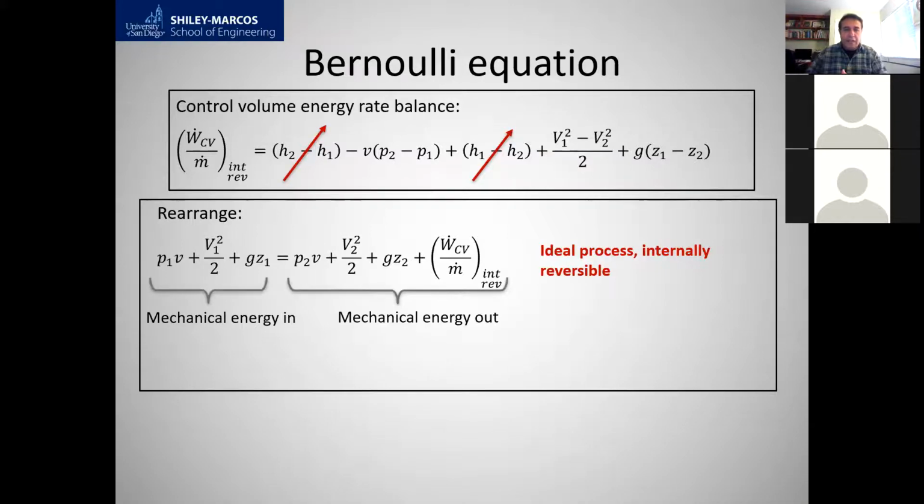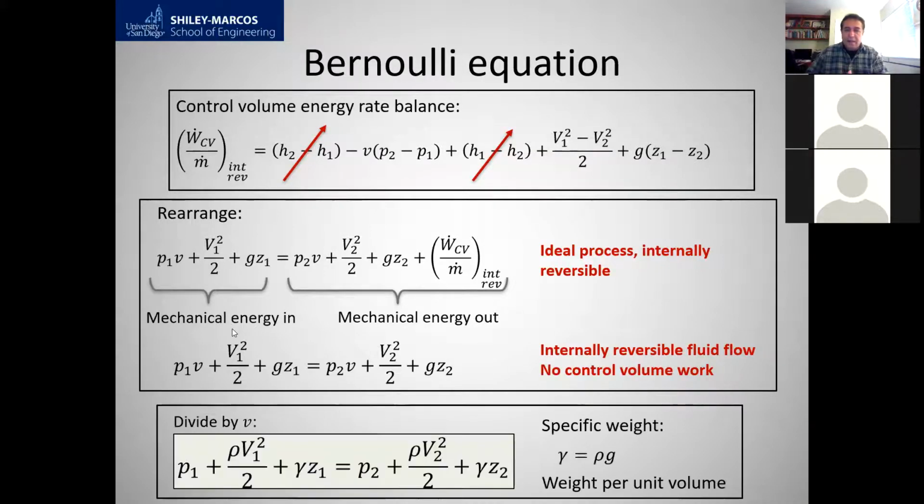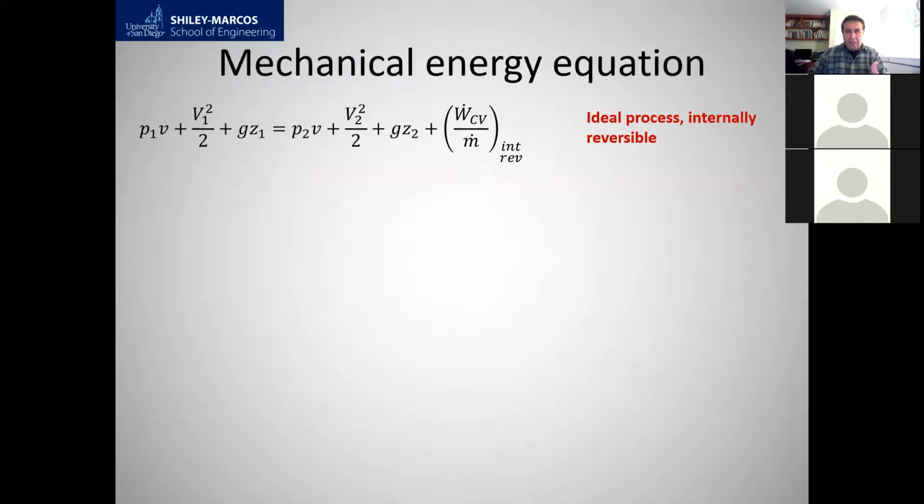So mechanical energy out, mechanical energy in, and then internally reversible fluid, no control volume work. So then we have this simplified version, and I think it's almost the same, P2 V2, and they just get rid of this part here. So we also divide everything by V, the specific volume, and we end up with this here. And then if I bring this P1 minus P2, and then I have 1/2 rho V squared, that will end up being the simplified Bernoulli equation.